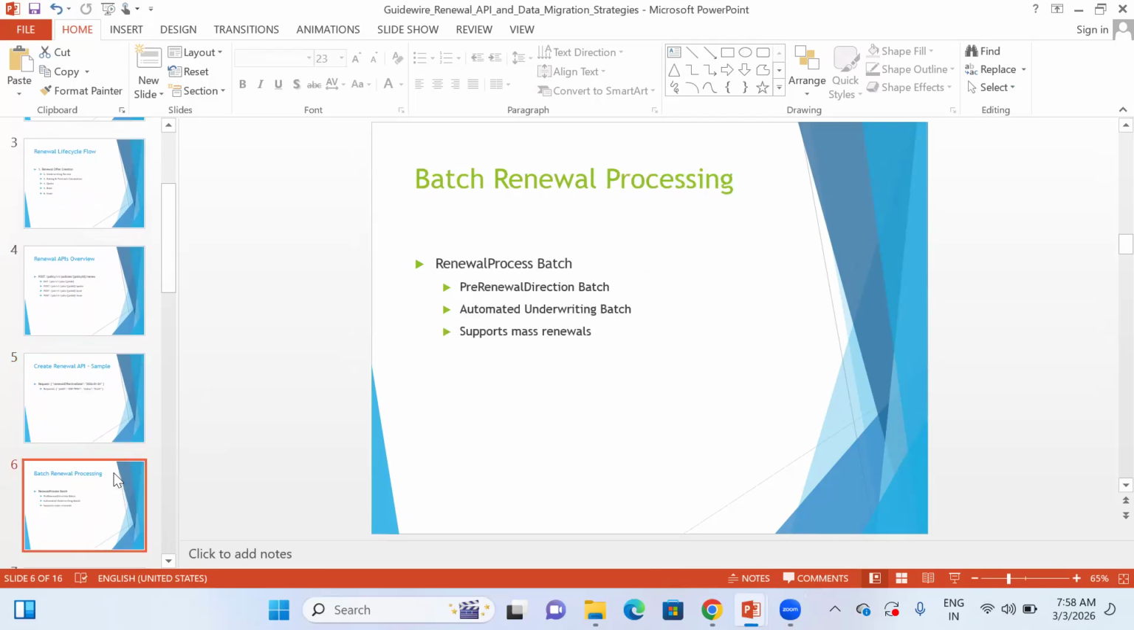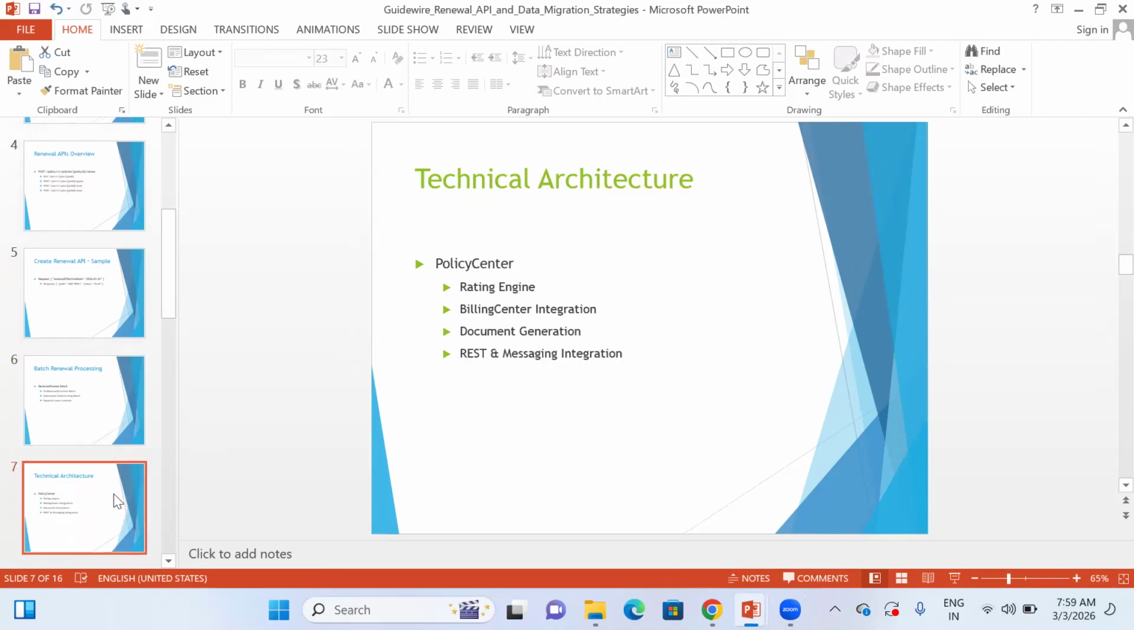Next, batch renewal processing. In the introduction I told you, whenever there is renewal, the batch processing where pre-renewal direction batches or any kind of automated underwriting batches, or it also supports mass renewals whenever we want to perform. Everything will be part of batch renewal processing.